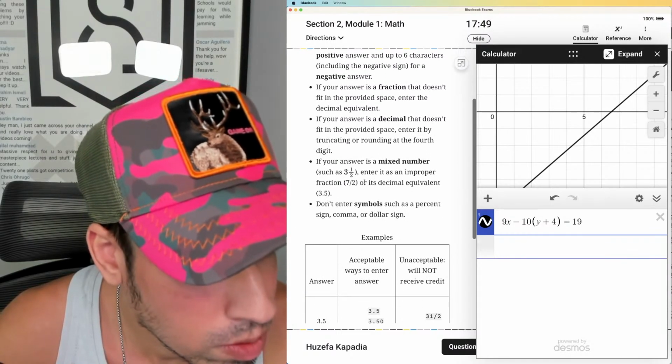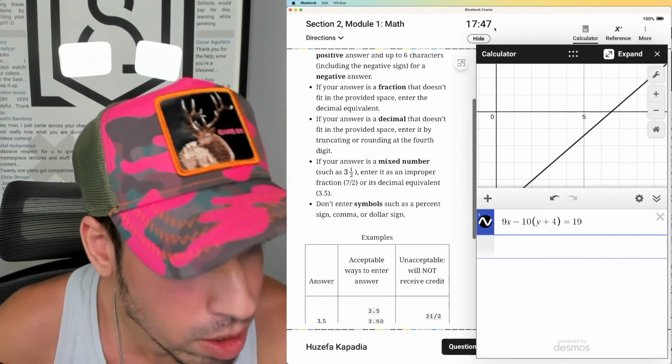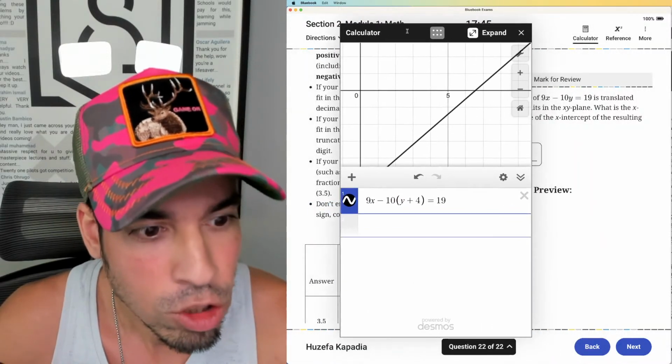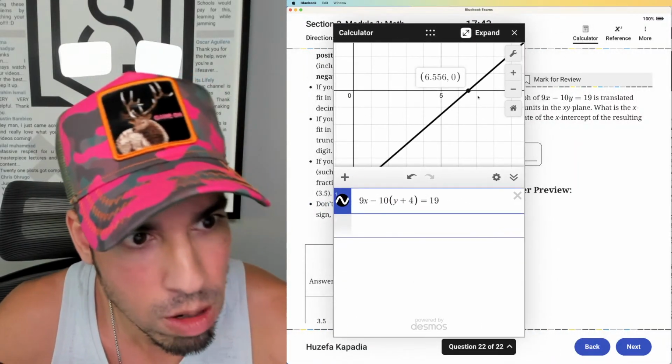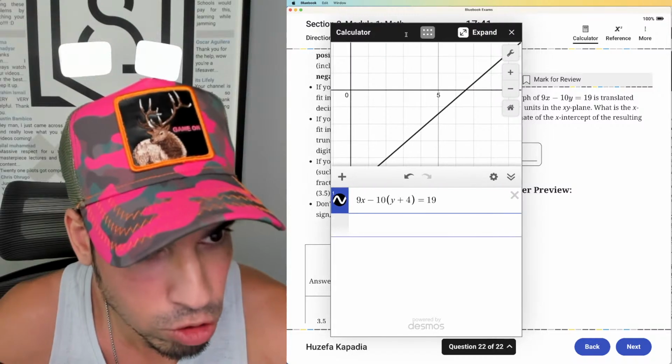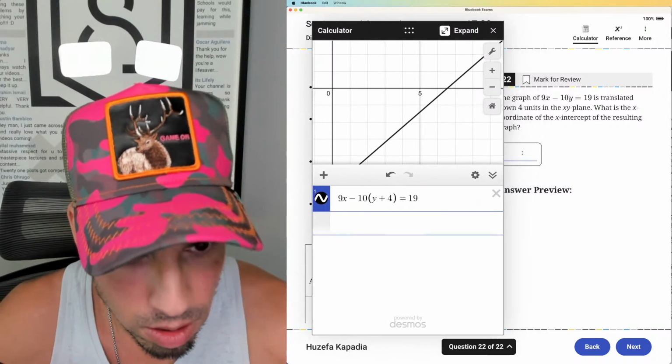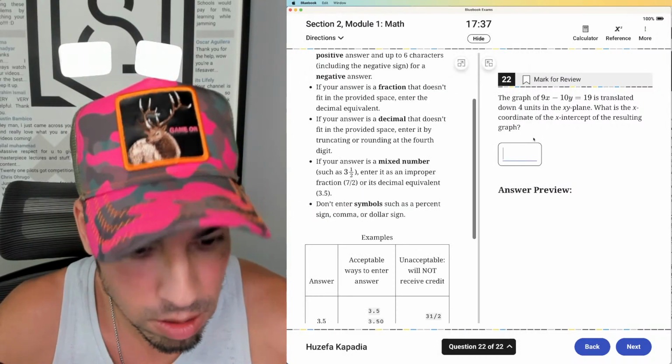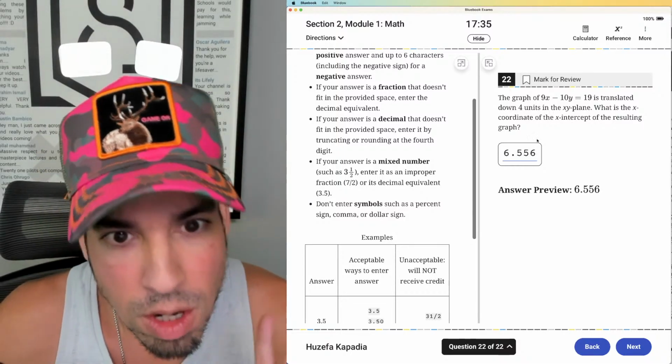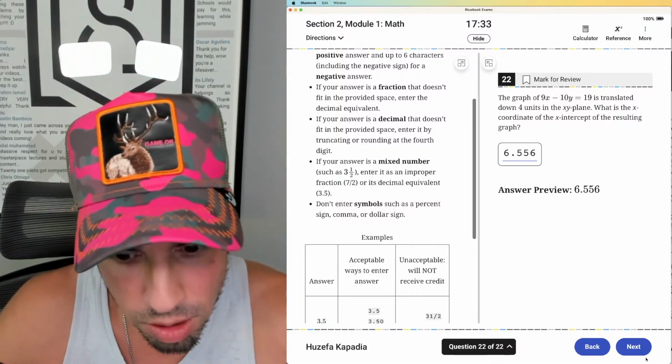What if the decimal doesn't fit? Truncating right into the 4th digit. Okay, so let's just do that. I'm going to pretend like we're doing this straight off Desmos. I won't get the fraction equivalent, so I'll just say 6.556. And that's it. We did a translation down by 4 units, and that's that.